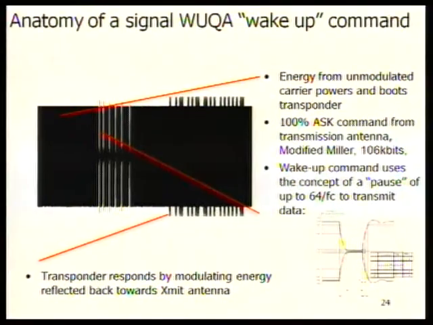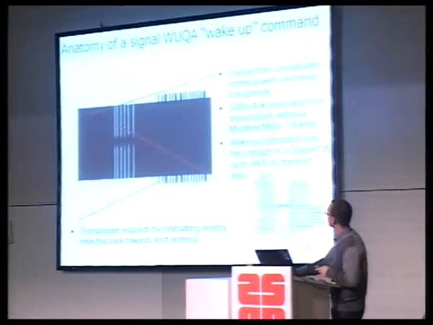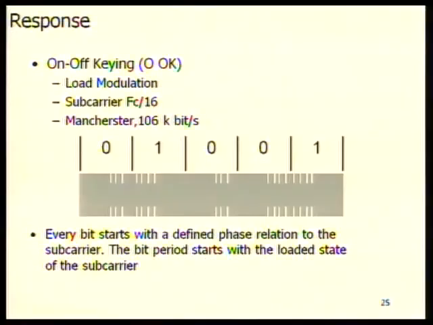Here we have the anatomy of the A protocol. Sorry. Here it's a completely different modulation scheme. It's 100% ASK modified Miller encoding, again at 106 kilobits baud rate. And here we see the response of the device. The response is on-off keying of the data that comes out. And it has the PUPI number and everything the same. And every bit starts with a defined phase relation to the subcarrier.